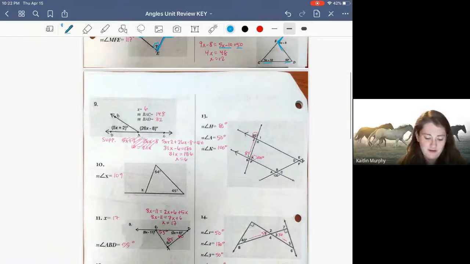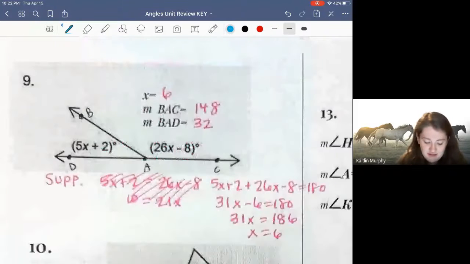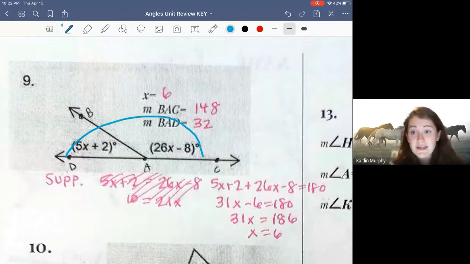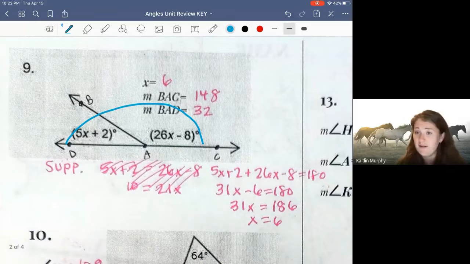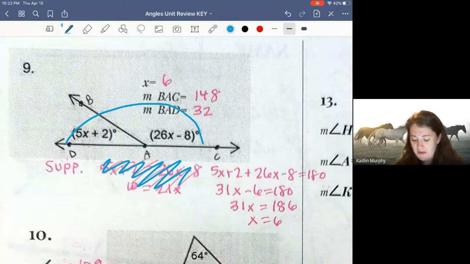Perfect. Go ahead and flip that over. On number 9, these are just supplemental angles. So if I add these two together, they should be equal to 180. Do not make the same mistake I did first on the key where I tried to set these angles equal to each other. That's not right. See how I crossed that out? We need to add them together and get them to equal 180.